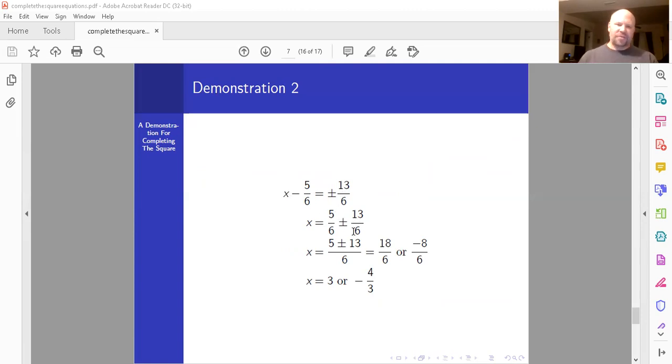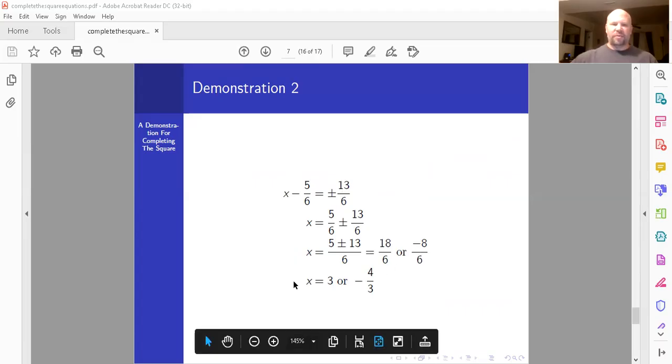The denominators are the same. Go ahead and combine the numerators, and we get 18/6 or -8/6. And this can be reduced down to either x equals 3 or x equals -4/3 as your solution.